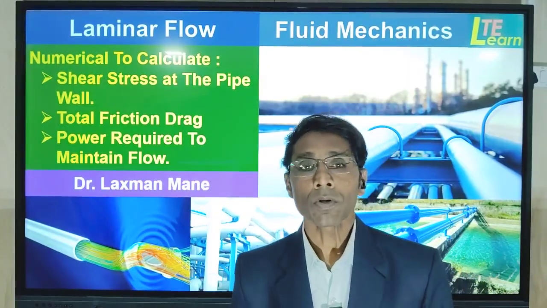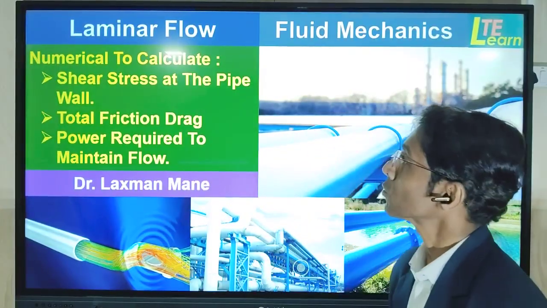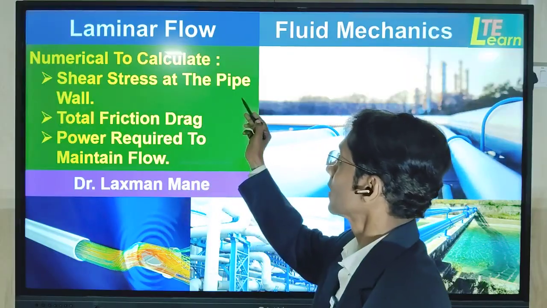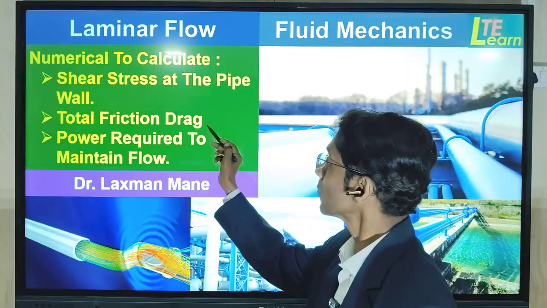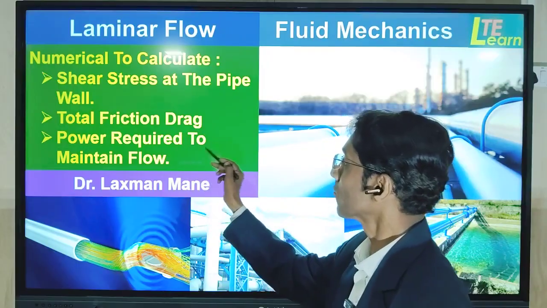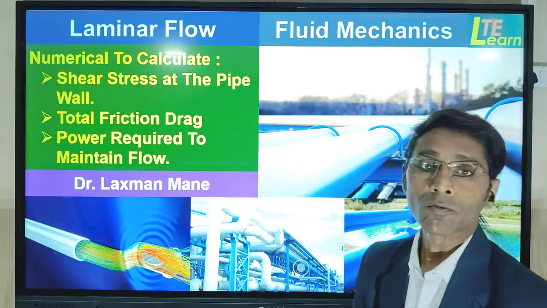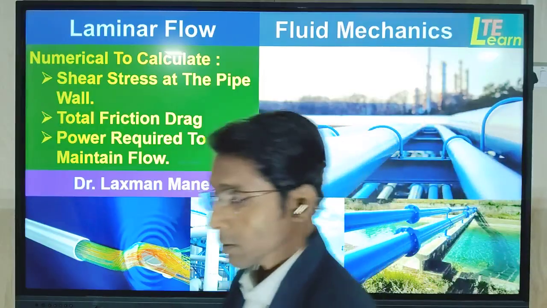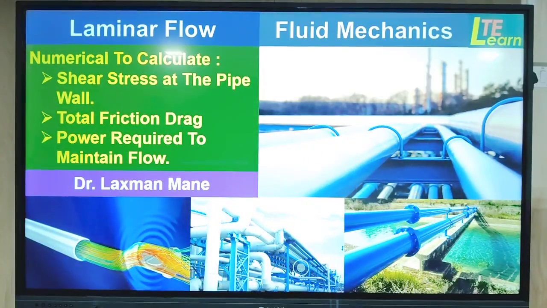This session we are going to see a procedure to solve a numerical to calculate shear stress at the pipe wall, total friction drag and power required to maintain flow in a pipe line. Let us see the statement of the numerical.